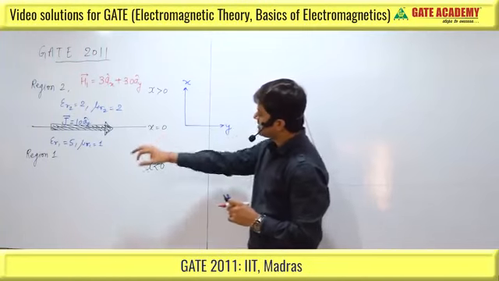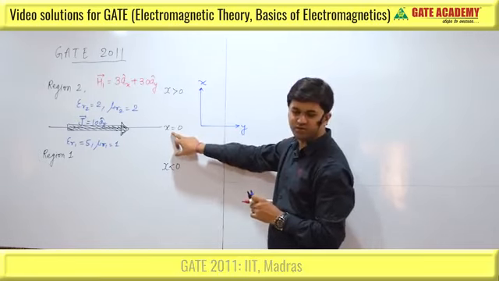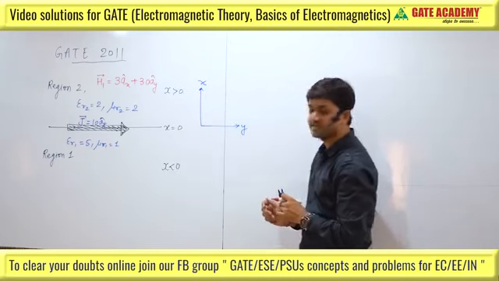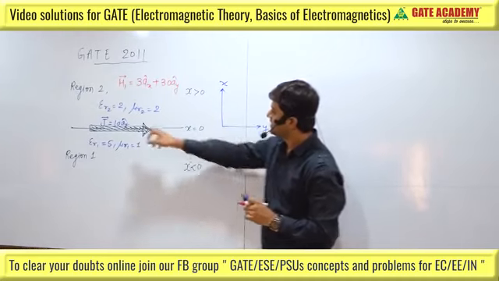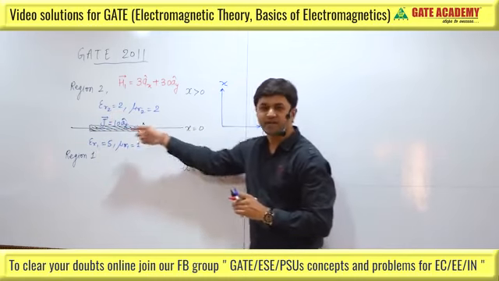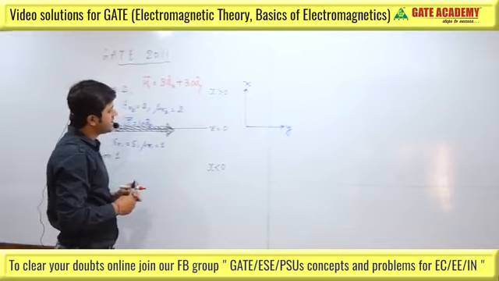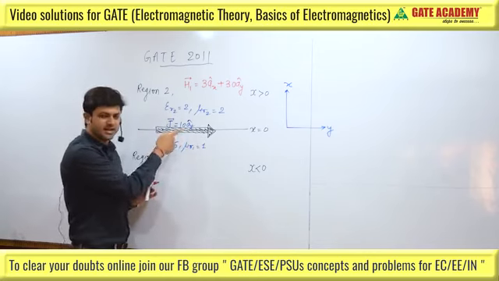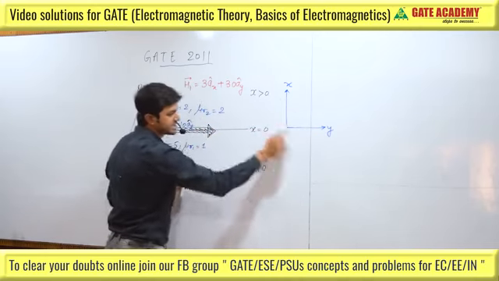So in this question, there are two regions, region 1 and region 2. Region 1 is for X less than 0, X equal to 0 is the interface between region 1 and region 2, and region 2 is X greater than 0. The magnetic field H1 is 3 aX plus 30 aY, region 2 is characterized by epsilon R2 equal to 2 and mu R2 equal to 2, and this interface is carrying current 10 aY. The current is flowing in the Y direction, and from the figure also, this is the X axis and this is the Y axis, so the current is flowing in this direction, the Y direction.